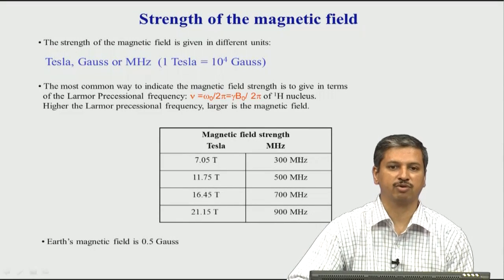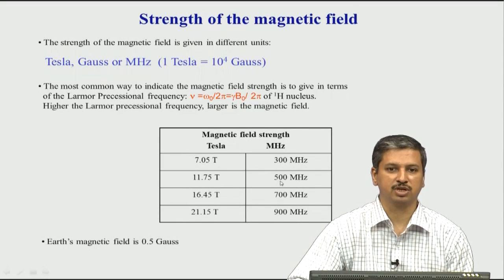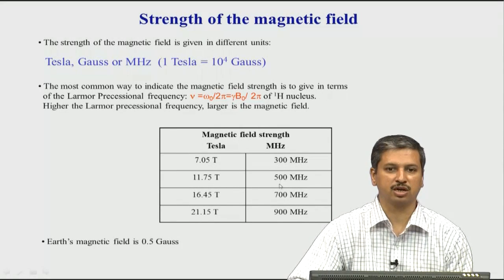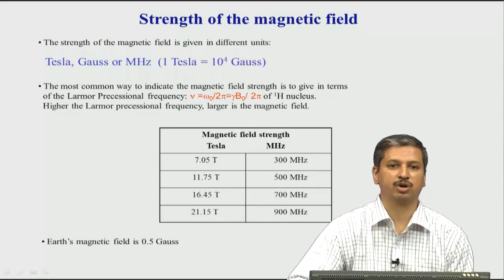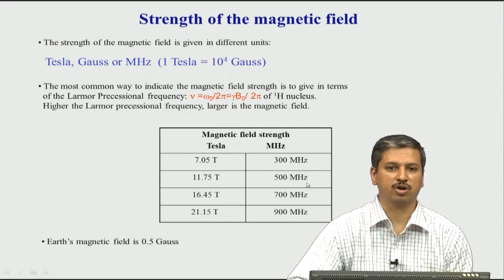So, we say that we have a 300 megahertz spectrometer, we say we have a 500 megahertz spectrometer. These numbers, megahertz and 300, 500, are all coming from this Tesla. Essentially the magnetic field is what is determining the frequency. So when somebody says that I have a 500 megahertz NMR spectrometer in my laboratory, what he means to say is that he has a magnet which is 11.75 Tesla.